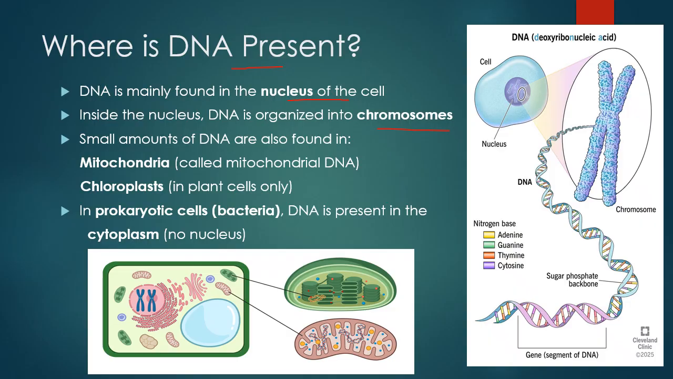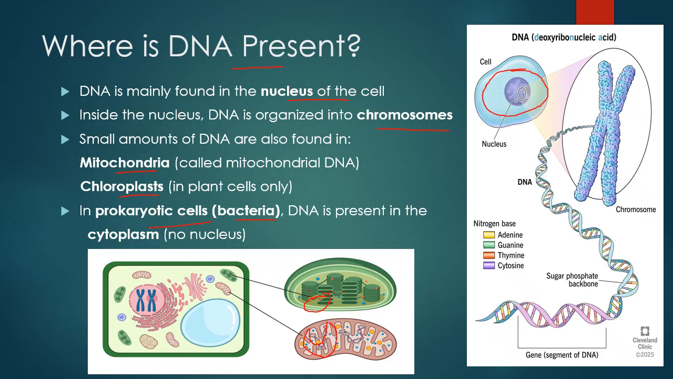Apart from that, small amounts of DNA you can also find in the mitochondria. Mitochondria, as we know, is the powerhouse of the cell. In plant cells you can find DNA in the chloroplasts as well. As you can see in the picture, this is a chloroplast, and it also contains DNA, and mitochondria also contains DNA. In cells where there is no nucleus, like prokaryotic cells such as bacterial cells, the DNA will be present in the cytoplasm of the cell itself.